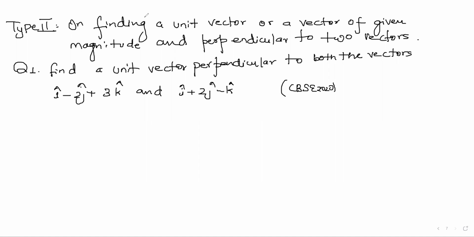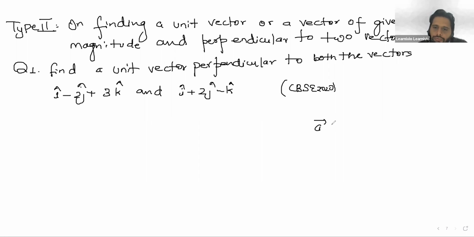And so I'm getting minus 4i plus 4j plus 4k. That's not correct. All of you, please check here who have a doubt in this question. Find a unit vector perpendicular to both the vectors.